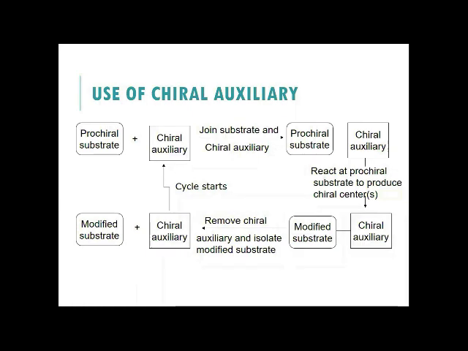Now this modified substrate is a chiral product. In the prochiral substrate there is no chirality center. This way we can introduce chirality into an achiral substrate, and it becomes a chiral one by using the chiral auxiliary approach, and the auxiliary is again reusable. So it is the most efficient and most economic technique to convert the prochiral substrate to the modified substrate.